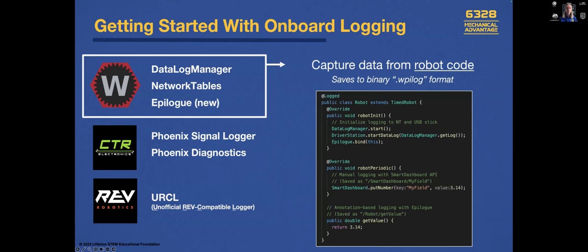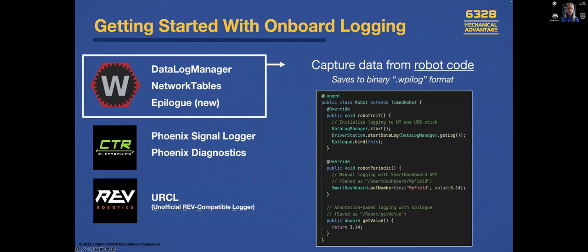Now, first of all, WPILib includes a whole bunch of tools for logging data from robot code. That could be everything from joystick inputs and your odometry pose to the state of your subsystems, PID error, things like that. Now, NetworkTables is WPILib's standard protocol for publishing data to the network, and the DataLogManager class can capture all of your NetworkTables data to a log file. So I think that's the easiest way to get started with robot code logging.